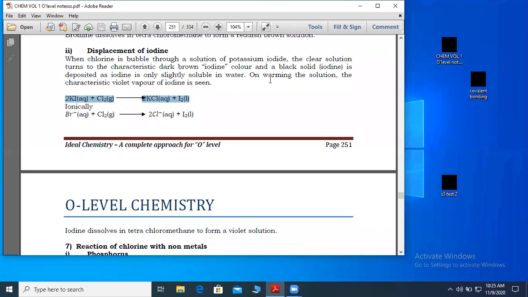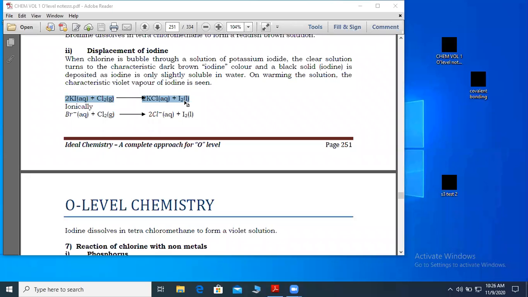You don't want to talk? Who is talking? I need an explanation for this. The colorless solution turns to a dark brown solution. Who can explain for me my observation? Isaac.